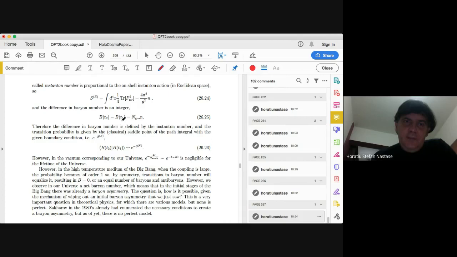On the other hand, we know from quantum mechanics that the transition probability between two states, so the transition between baryon number B at t1 and baryon number B prime at t2, is written as a path integral. And the path integral can be approximated with its value at the saddle point. So the Euclidean action has a minimum, and quantum fluctuations correspond to the variations from this minimum. But at first order, this corresponds to just e to the minus Euclidean action.